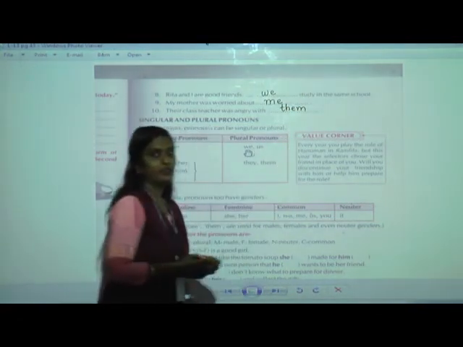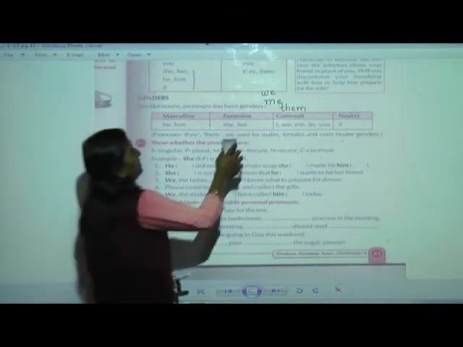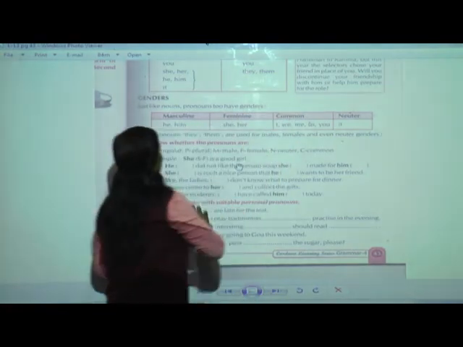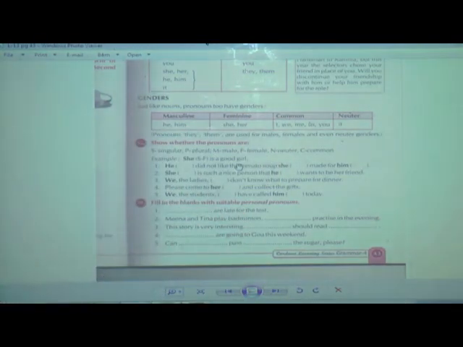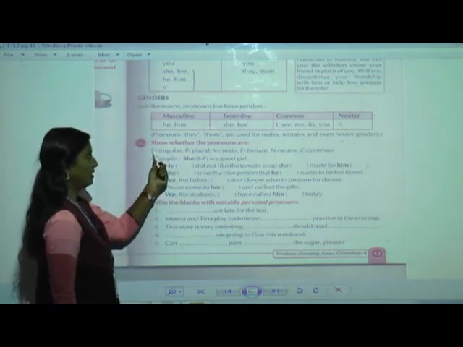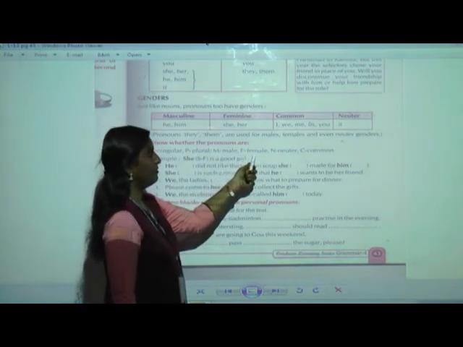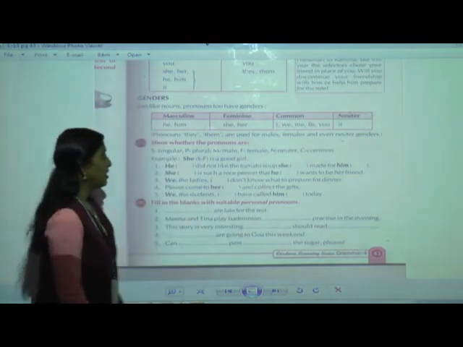And in this way we have finished with our personal pronouns. Now we are going to solve singular and plural, nouns, pronouns and genders. Here, come on to exercise G. As we have learned about singular and plural pronouns, we will just solve this exercise G. Show whether the pronouns are singular or plural. S for singular, P for plural, M for male, F for female, N for neuter and C for common.